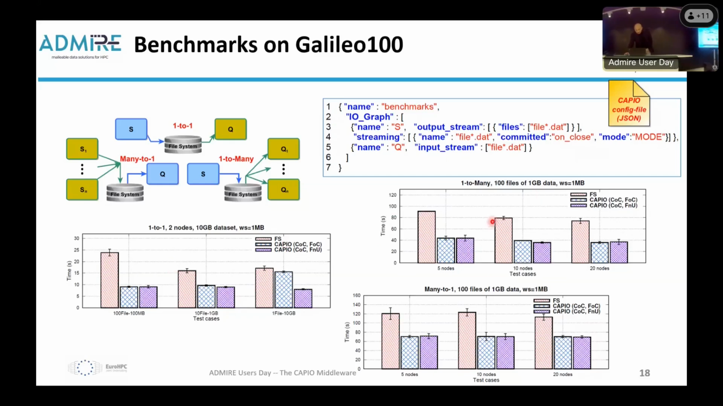As you can see, and then we have the one-to-many and many-to-one here. As you can see, we consistently behave a little better, I would say way better in some cases, with respect to the file system. In this case, the code we execute with the file system is exactly the same as the code we execute with CAPIO. The only difference is just this file here, okay?